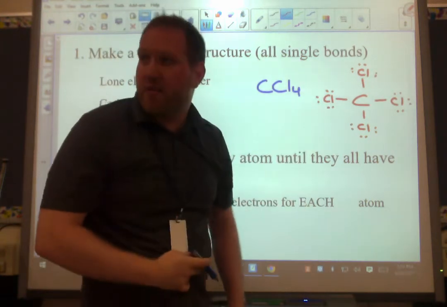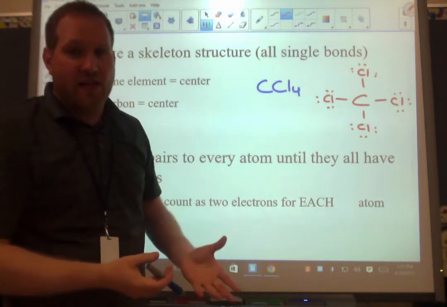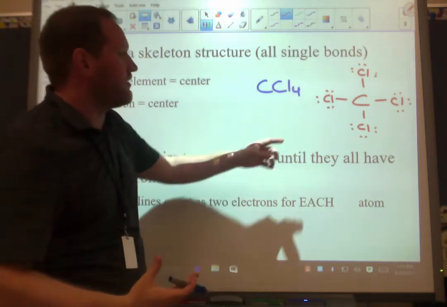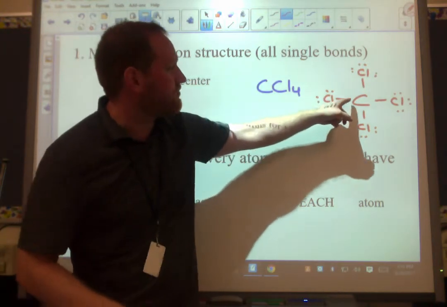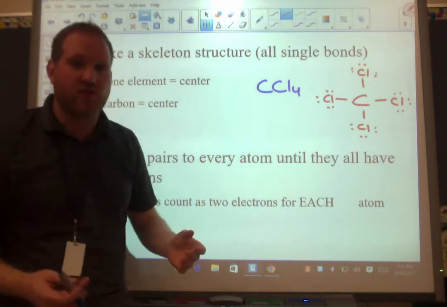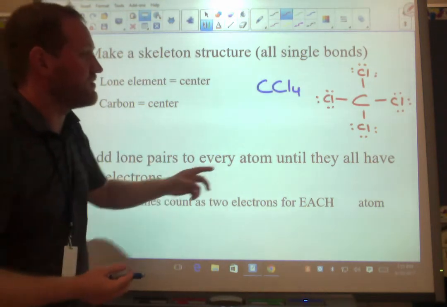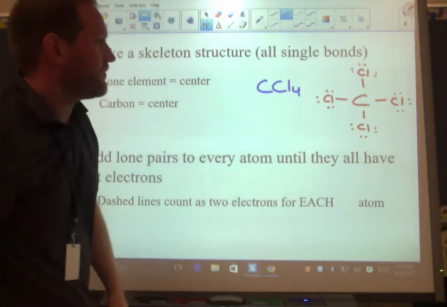Now let's look at this carbon in the middle. This one has 4 single bonds attached to it, so it already has 8. Now you might say, hold on, that's not fair because you counted these 2 electrons as belonging to the chlorine. So how can these same 2 electrons also belong to the carbon? That's just the way it works. They're both sharing those electrons, so they both are experiencing the electrons. So this carbon in the middle is done. It has 2, 4, 6, 8 already.